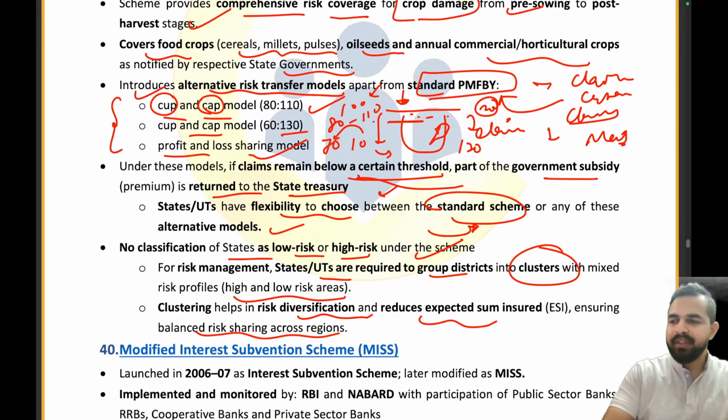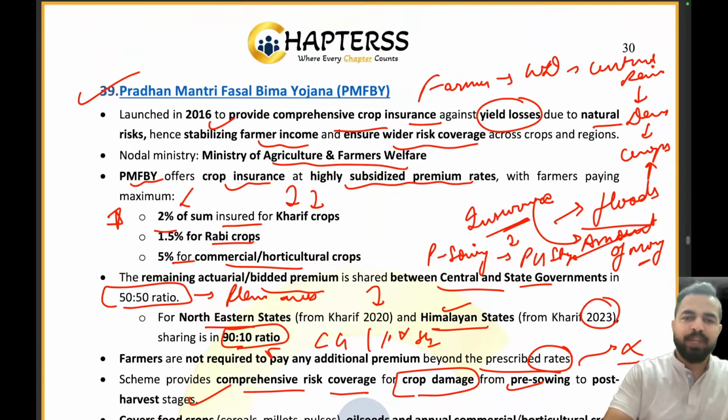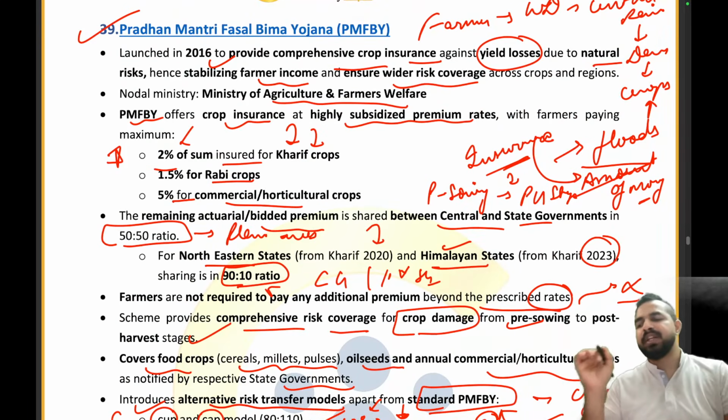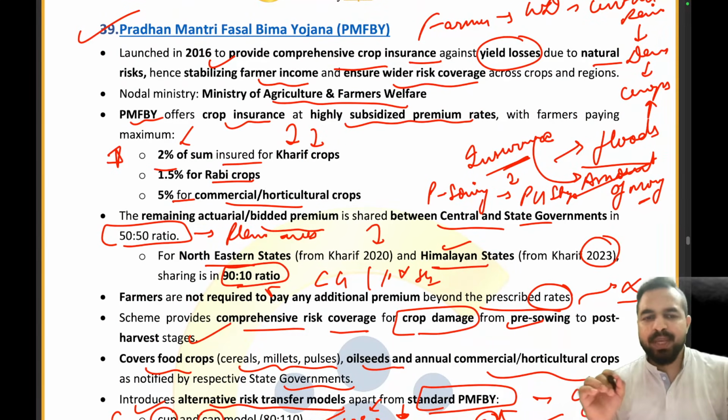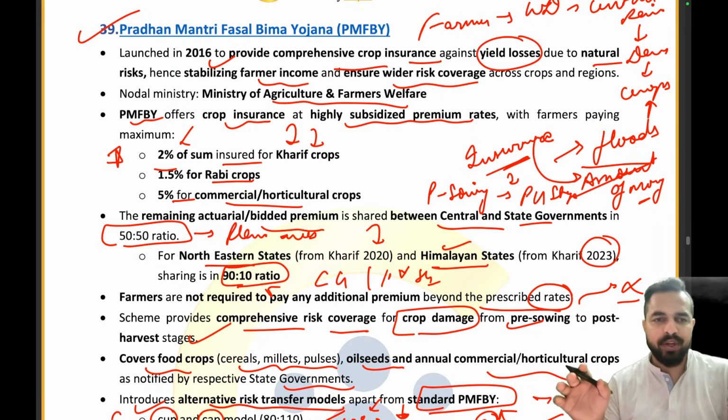So I hope that this scheme is very much clear. So please quickly tell me in the chat box in which year the scheme was launched. Please be quick. What is the right answer? 2016. Under which ministry? Ministry of Agriculture and Farmers Welfare. Nodal ministry we have done. What is the premium for Kharif? 2%. For Rabi, 1.5%. For horticulture commercial, it is 5%.